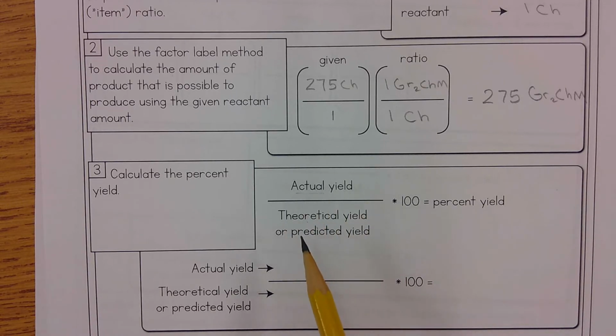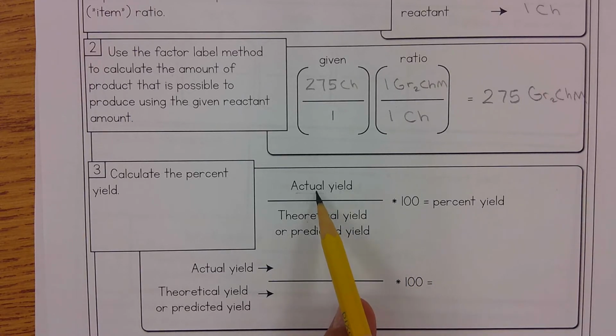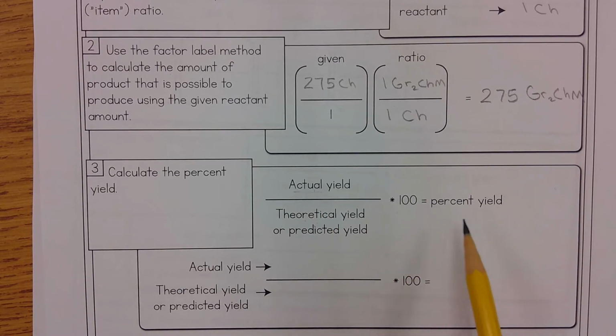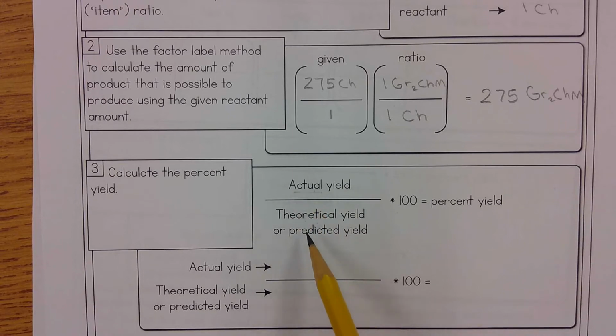Same equation for any percent you want to do. You want to figure out your grade: the actual number of questions you got right, divided by how many questions you could have gotten right, times 100, is your grade. All right, so percent always works the same way. What you actually did, divided by what you could have done, times 100.